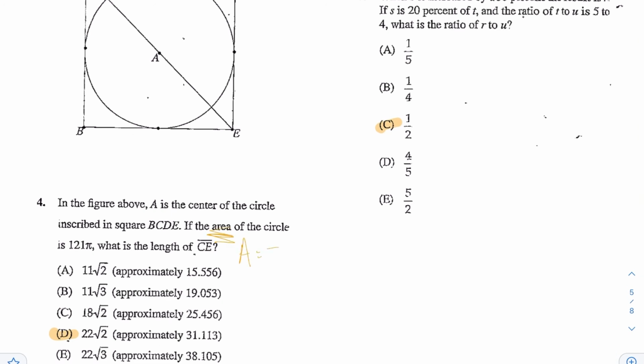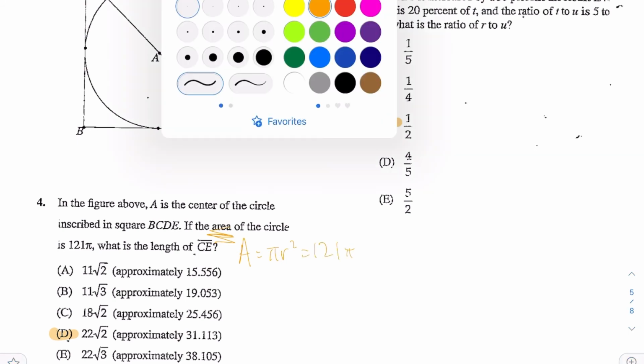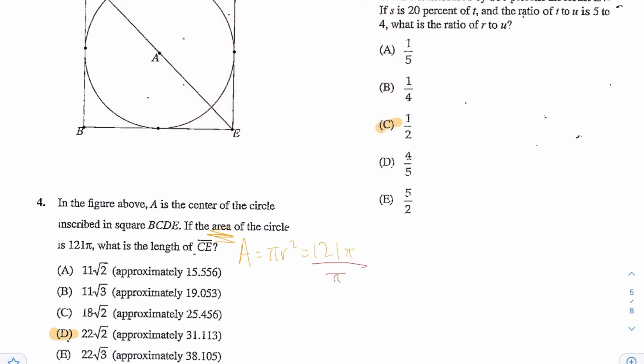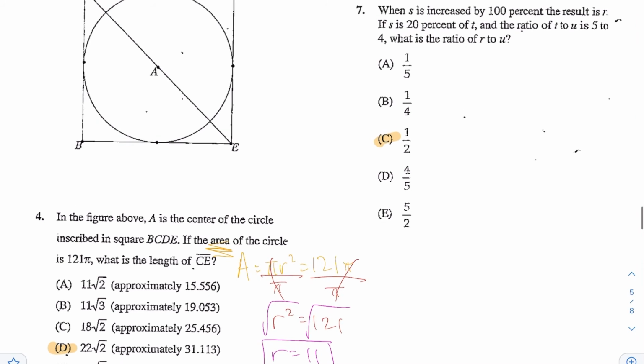Area, remember, is pi r squared, and set that equal to 121 pi. If you divide both sides by pi, you get that r squared is equal to 121. And from here, you can do the square root on both sides, and you get that r is equal to 11. So that's the radius. And you want to know the length of CE. Well, if the radius is equal to 11, you know that the side of the square is going to be equal to 2 times 11, or 22.